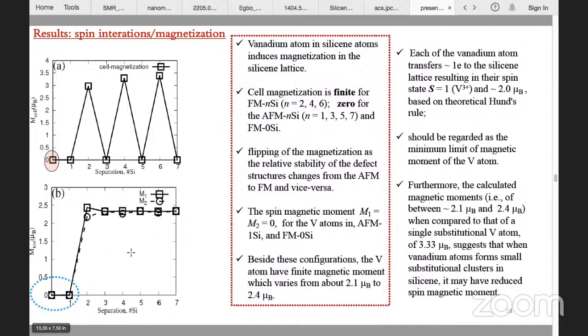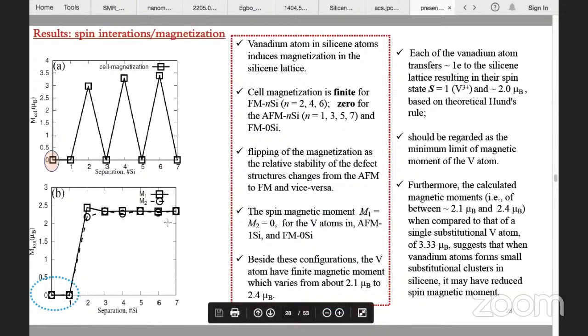And what I'm trying to show here in the lower panel is that when you have these vanadium atoms in silicon, when they are near to each other, they have 0 magnetization, but when they are separated, they have a finite magnetic moment. And in most cases, the magnetic moment is quite close to that of a free vanadium atom. So what this tells us is that if you put vanadium in silicon, in as much as they are not close to each other, you can still preserve the magnetization of the vanadium atom.